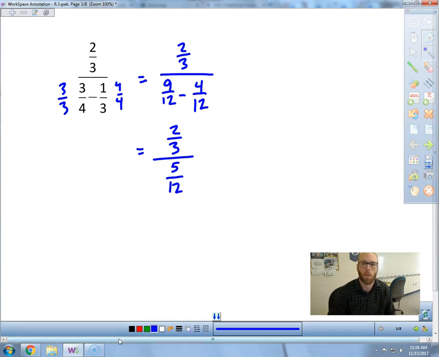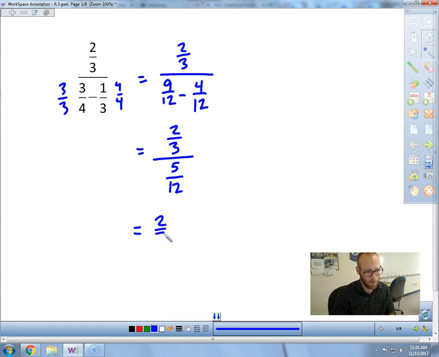Now, this fraction is still complex, isn't it? We have fractions inside of a fraction. But we have to remember that a fraction is just a way of writing division. Fractions, divisions, they're the same thing here. So really, I'm taking 2/3 and dividing it by 5/12. So I'm dividing fractions, and we know how to divide fractions, don't we? We just simply multiply by the reciprocal.